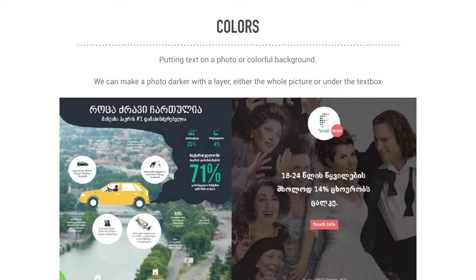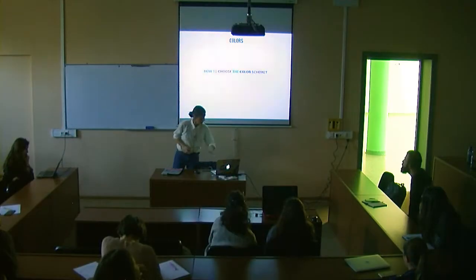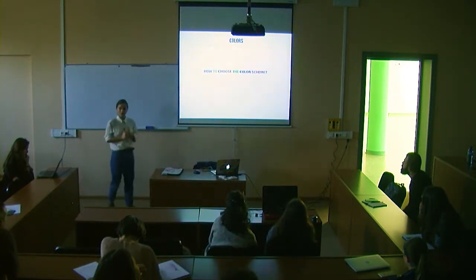For example, it's really hard to read it, but it's easier to read it here, and it's the same here and here. So how to choose the color scheme?